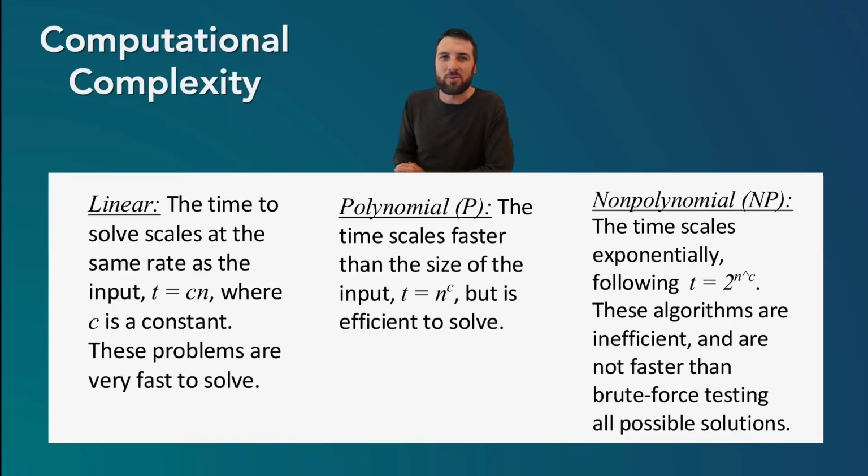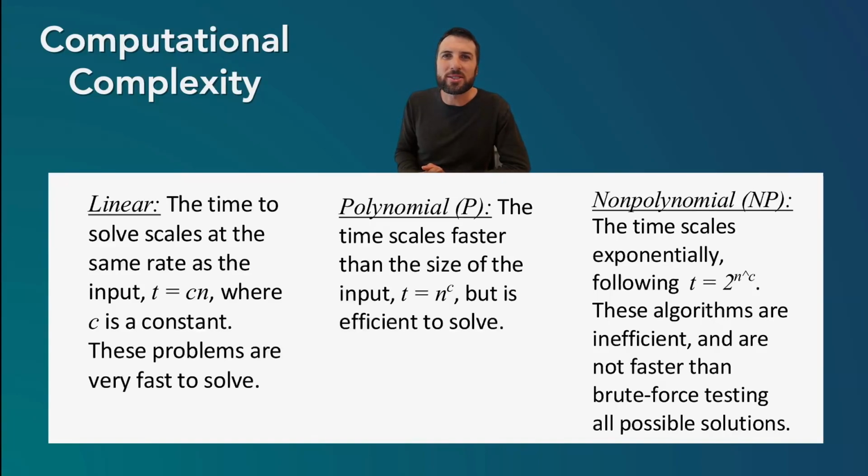So another aspect when it comes to computers and complexity theory is time complexity. How long does it take, or how many steps? You can make the steps go faster, but what we're really looking at here with time complexity is how many steps are going on. Now, a linear time complexity means that the time to solve scales at the same rate as the input. There could be a constant. So basically t, the number of steps or the time, equals c times n. C is a constant and n is basically the size of the input.